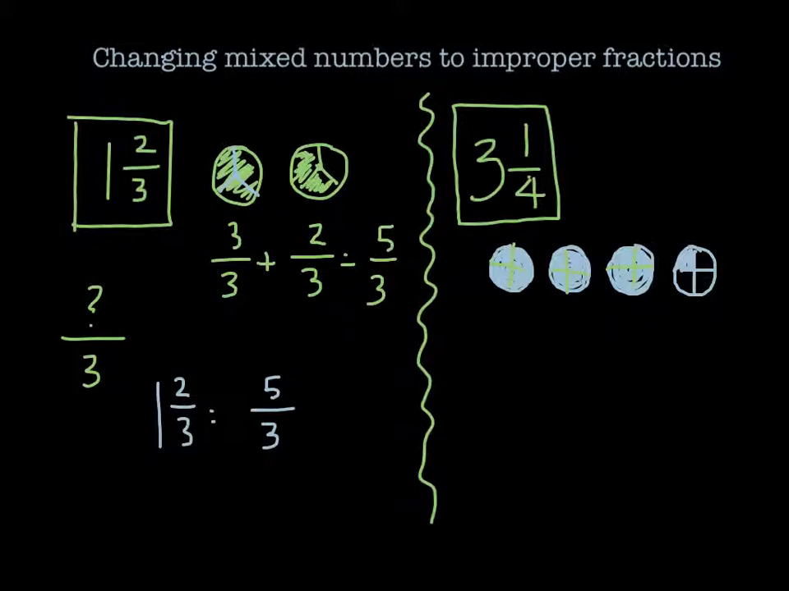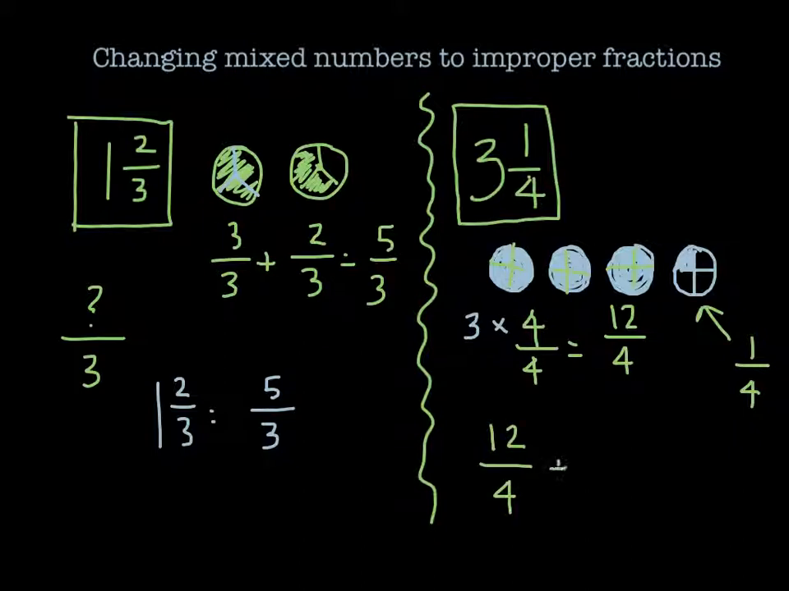So we have 3 wholes times 4/4 in each whole, and that is going to give us 12/4. And then we know we have this extra little fourth hanging out here. When we put the two of those together, 12/4 and 1/4, we get 13/4. So 3 1/4 is equal to 13/4.